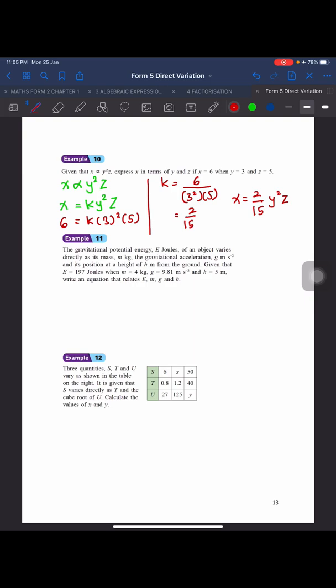Next, example 11. The gravitational potential energy E joules of an object varies directly as its mass m kg, the gravitational acceleration g, and its position at a height of h meter from the ground. Given that E equals 197 joules when m equals 4 kg, g equals 9.81 and h equals 5 meter. Write an equation that relates E, m, g, h. So we know that E varies directly as m, g, h. We change it into equation form. So E equals constant k, m, g, h.